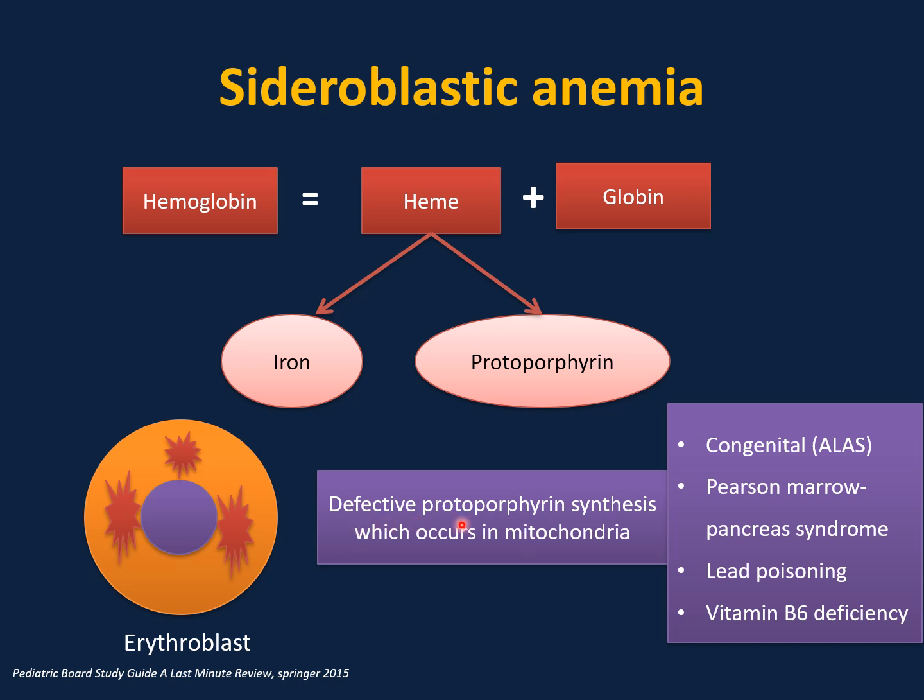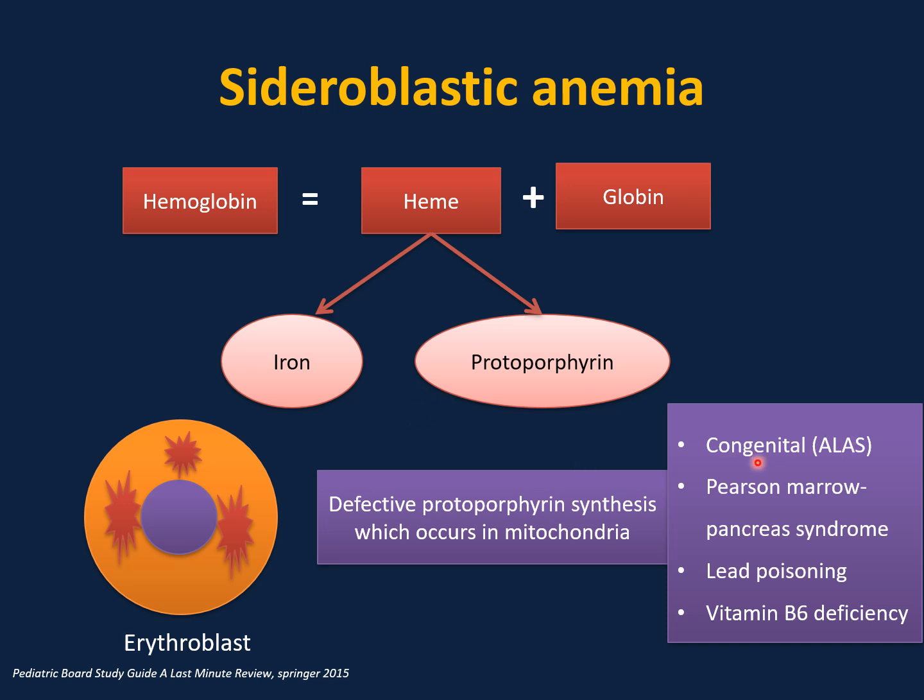So defective protoporphyrin synthesis occurs in the mitochondria, and also there is an enzyme called ferrochelatase that combines the iron to protoporphyrin. Lead poisoning also affects the ferrochelatase and will affect the combination of the iron to protoporphyrin, and in this case also the iron will be trapped in the mitochondria, cannot leave without protoporphyrin, and will give you sideroblastic anemia and ring appearance around the nucleus. That's why lead poisoning also can cause sideroblastic anemia.